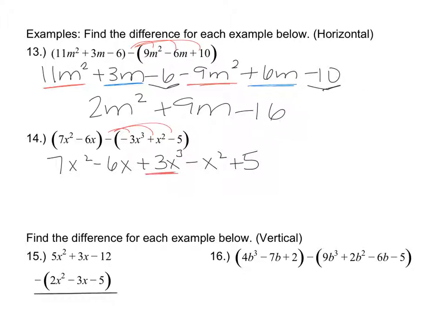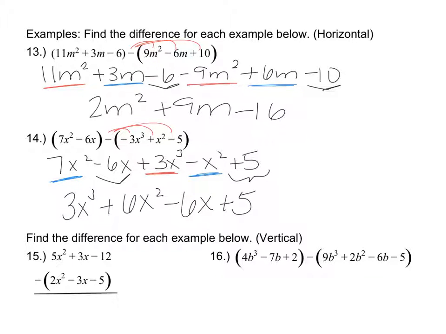So I notice that I have a 3x squared that doesn't have anybody like it. So we're just going to rewrite it. We have 7x squared minus x squared, so plus 6x squared. Then my minus 6 and my plus 5 don't have anybody like them, so they're just going to sit the way they are. All right?